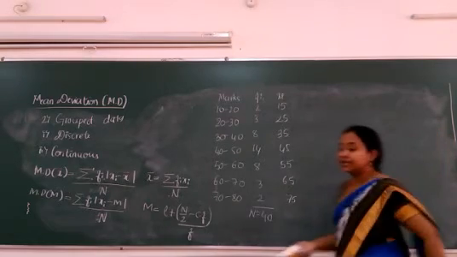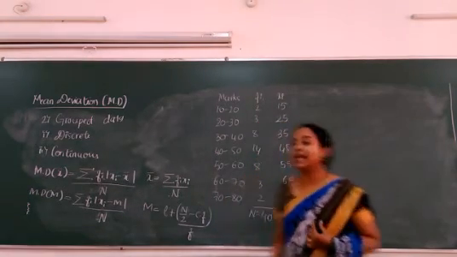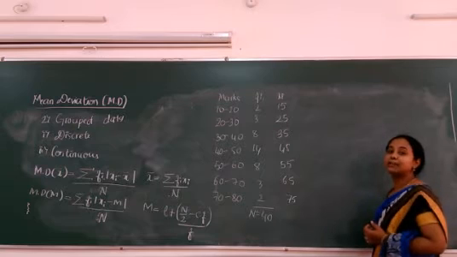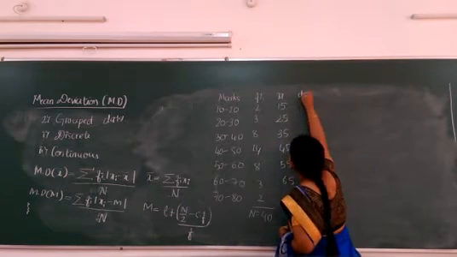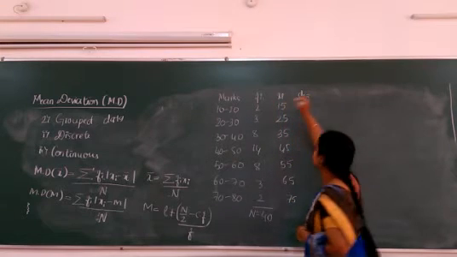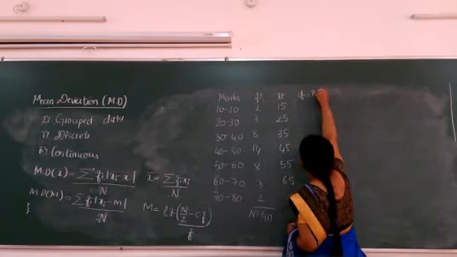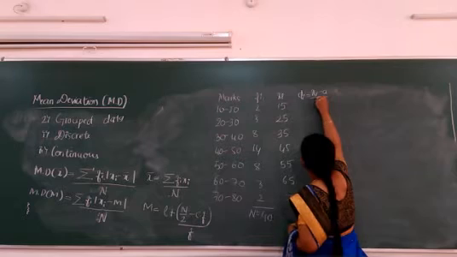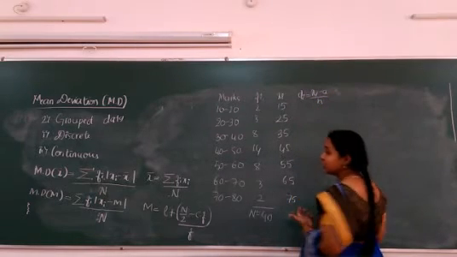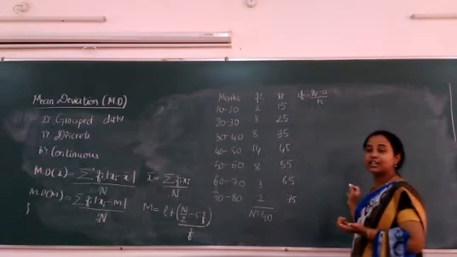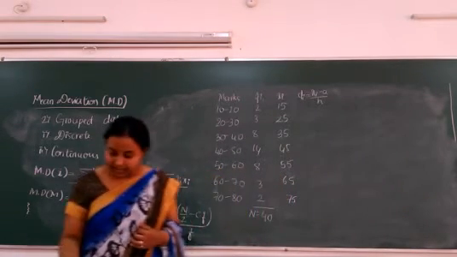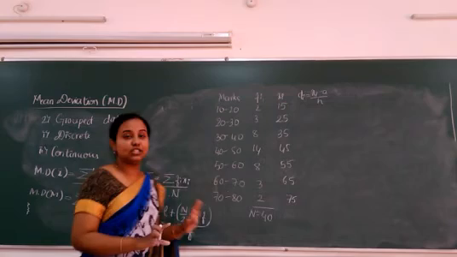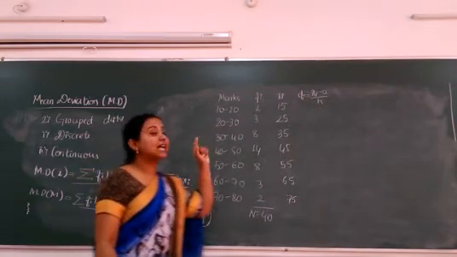Okay, so now these x's can be reduced using the step deviation method. That is, these x's will become di, with a change: xi minus a divided by h, or c. In different textbooks they have considered it in different ways, so let us see in our textbook what they have considered. It is h itself.